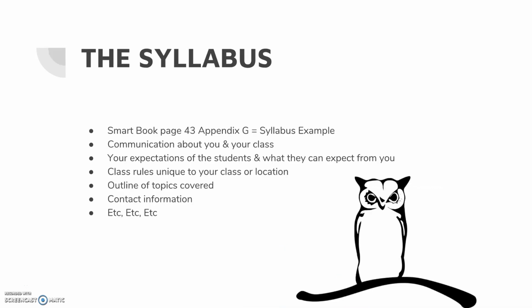Please look on page 43 for a link to an example of a syllabus. Now don't panic at the thought of a syllabus. It's simply a communication tool for you to convey information to your class. You should include what you expect from your students and what they can expect from you. If you have some unique rules for your class, put them in the syllabus. You could include an outline of topics that will be covered, contact information, and anything else you would like your students to know about you and your class. There's really not a right or wrong way to do this, so decide what information you want to share with your students and get your syllabus ready for your first day together.